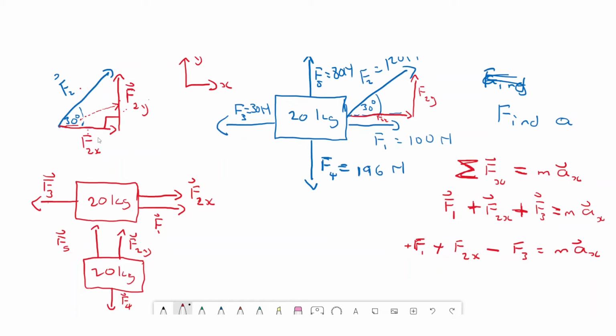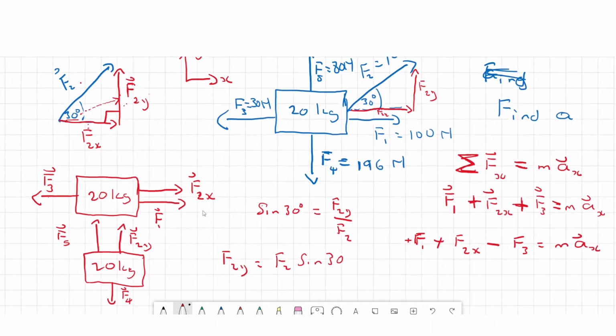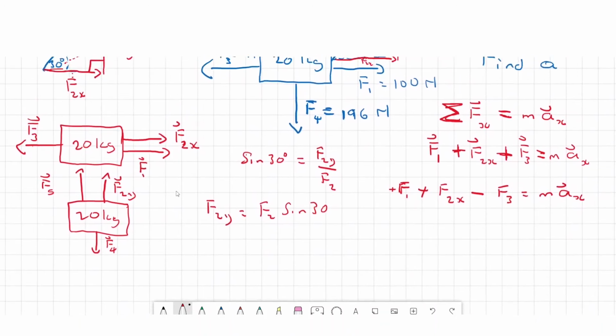If the side you're looking for is adjacent, you use cos. If the side is opposite, you use sine. How do I know this? Sine of 30 degrees is equal to the opposite over the hypotenuse. The opposite side is F2y, and the hypotenuse, the longest side, is F2. When I make F2y the subject of the formula, I end up with F2y equals F2 sine 30. That's how I can find F2y. In the next steps I'm not going to do it like this, I'm just doing this so that you know where I'm getting everything from.